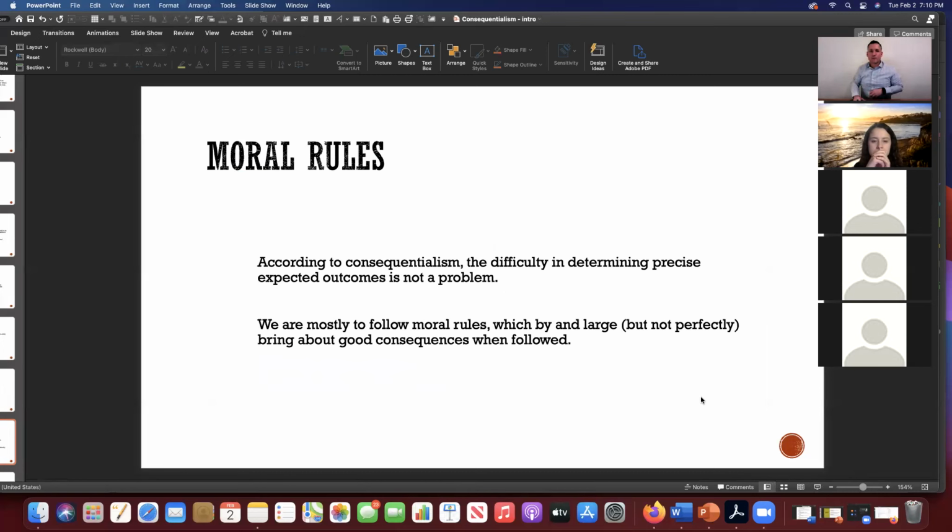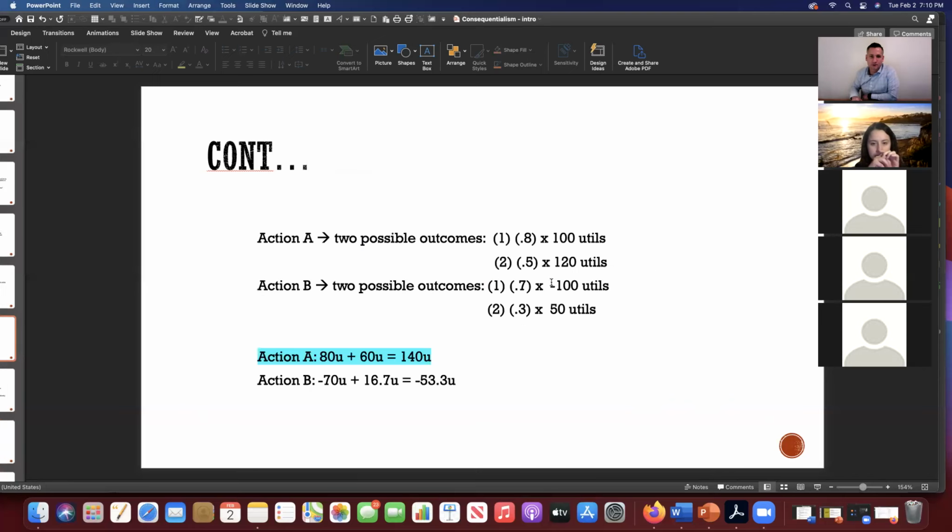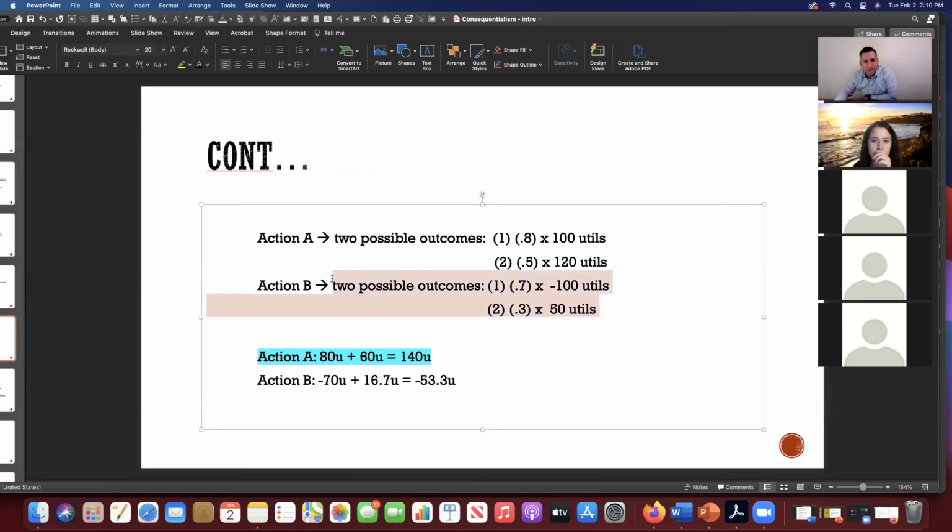So this is the segue point that I've already anticipated, the moral rules. So according to consequentialism, the difficulty in determining precise expected outcomes is not a problem. You can imagine, right? You're walking out of 7-Eleven with your big gulp. You've got to do all this math. What are you going to do? Go to your car, do the math, and then come back? I don't know. It's going to be very difficult in many cases.